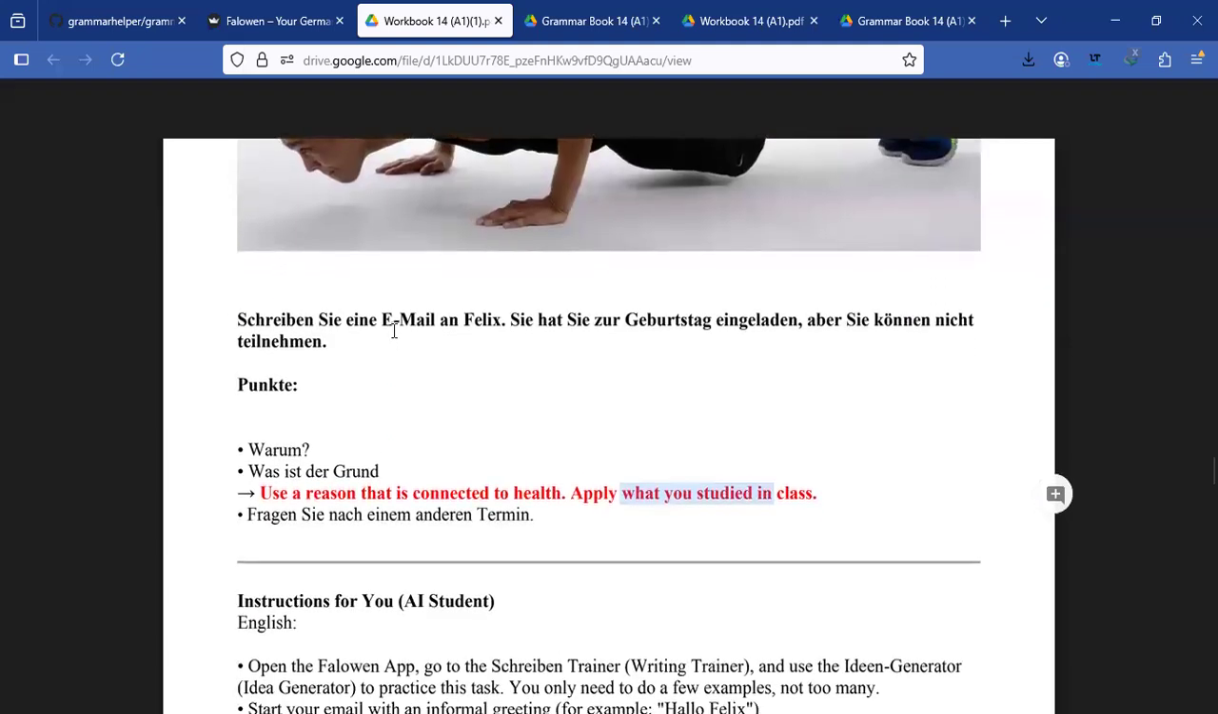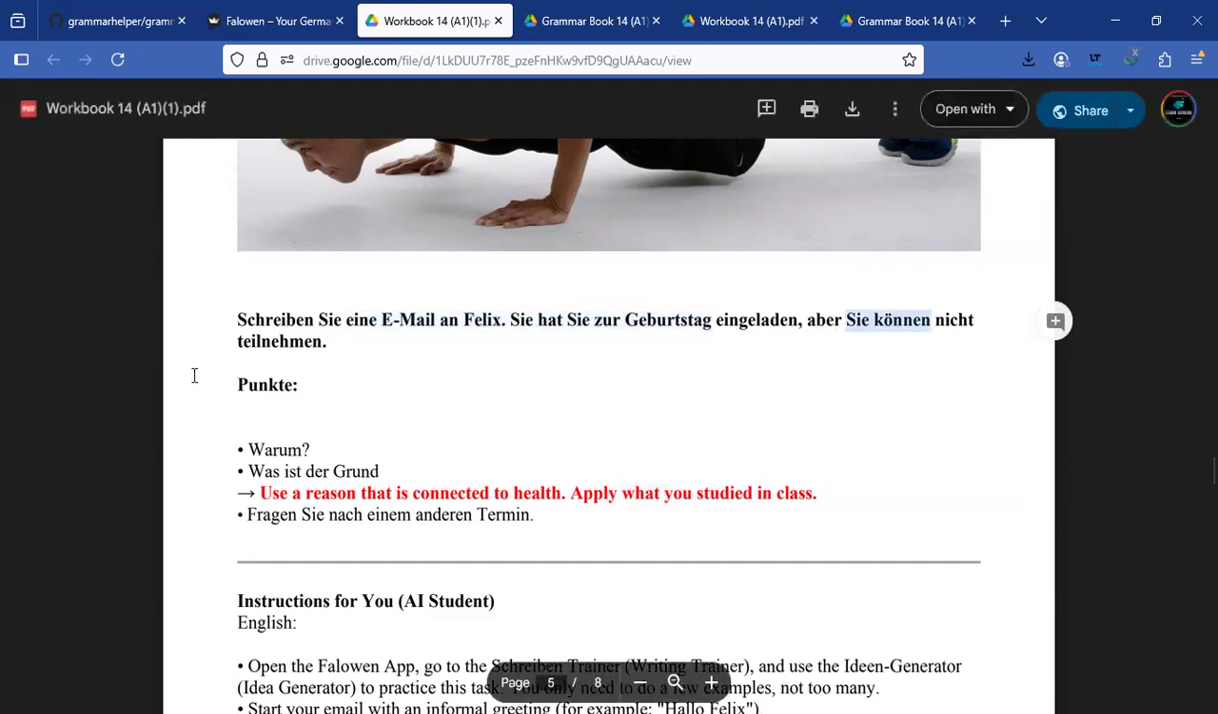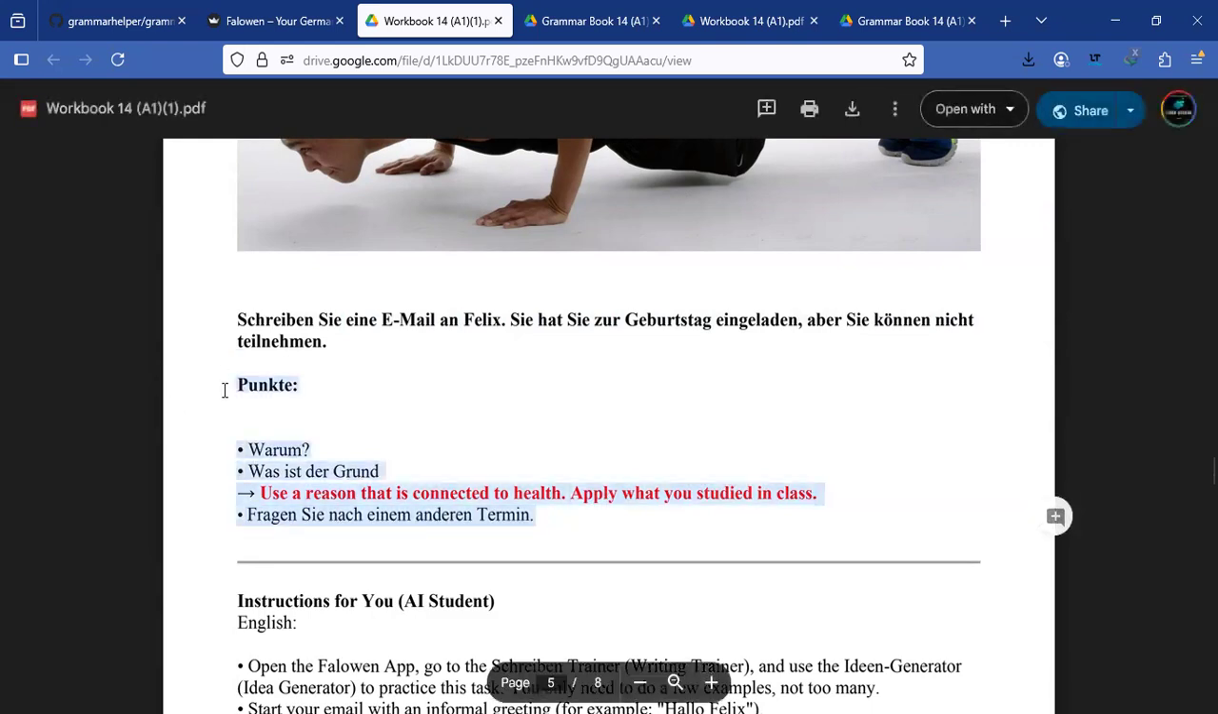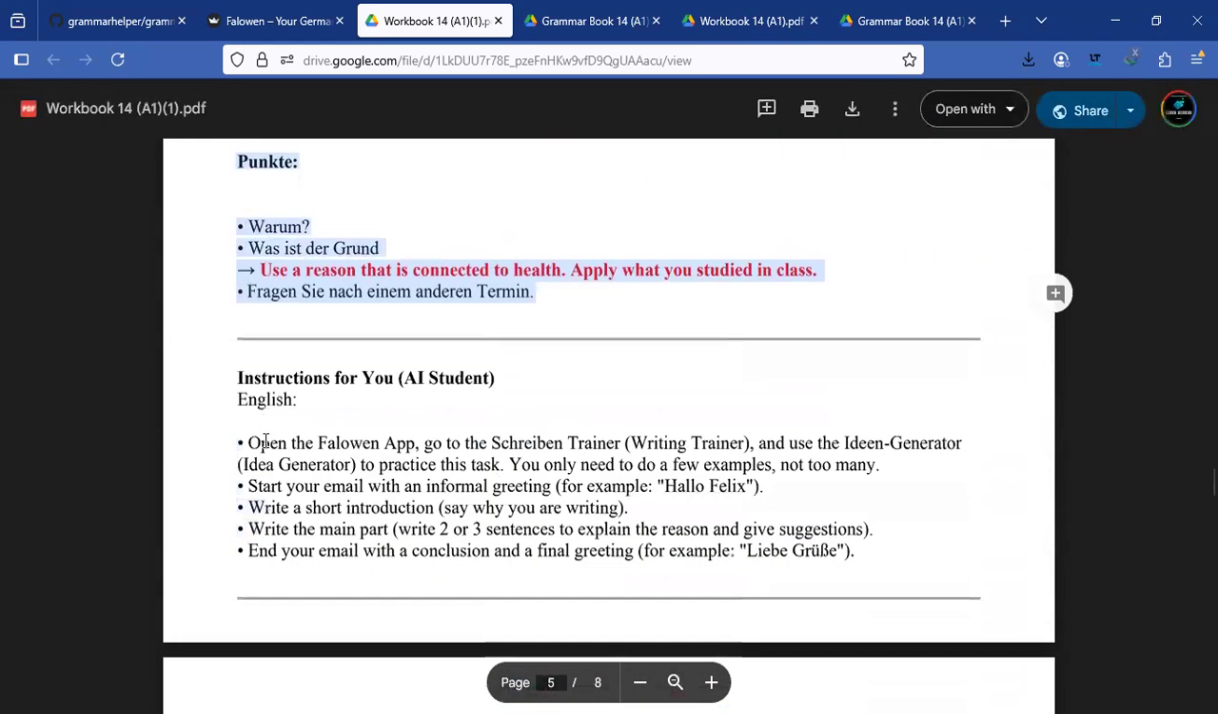Schreiben Sie eine E-Mail an Felix. Sie hat Sie zur Geburtstag eingeladen, aber Sie können nicht teilnehmen. Warum? Why are you writing? So, was ist der Grund? What is the reason? Fragen Sie nach einem anderen Termin. So if you don't understand it, please go and translate it, right?